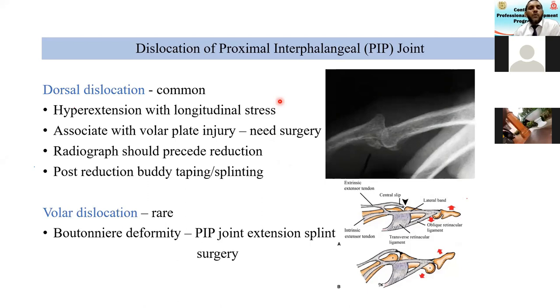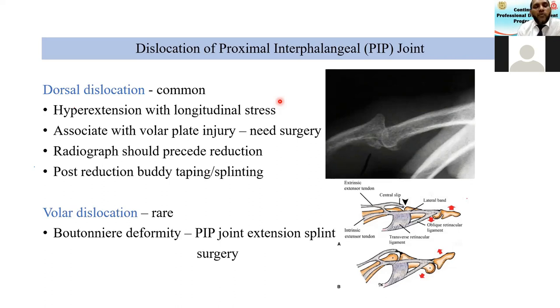It commonly happens in sports like baseball and ball catching sports, where the axial, longitudinal stress happens to the hyperextended finger. Volar plate injuries are very important to exclude here, so an X-ray radiograph should be done in cases of PIP joint injuries, because it's associated with volar plate injuries which need surgery.